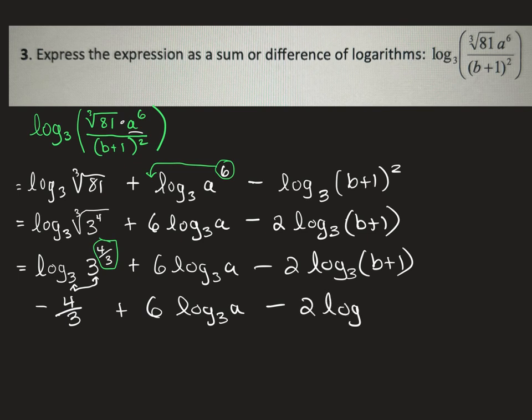Now, debatable whether you should change that to a number because they did say express as a sum or difference of logarithms. So, sorry, that looks like there's a negative there. That's an equal sign. So you could leave it as the step before if you want, or you could write it as 4/3. Alrighty, I hope that helped.